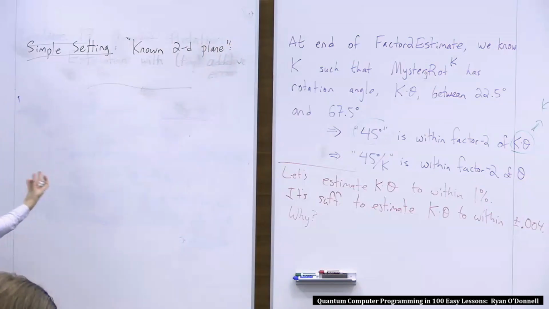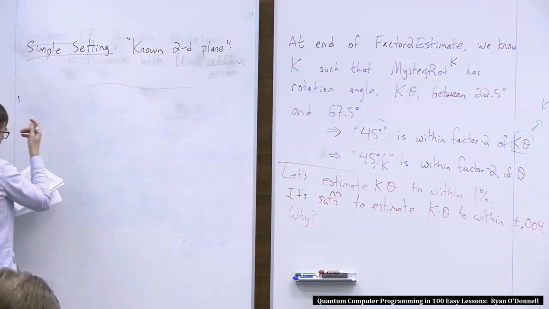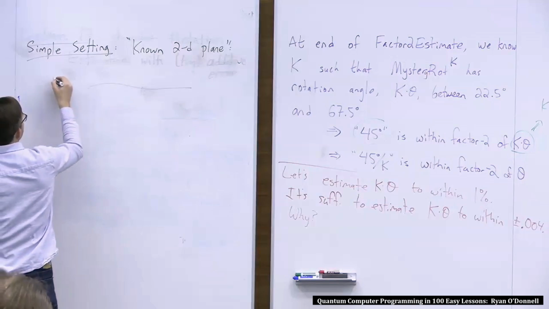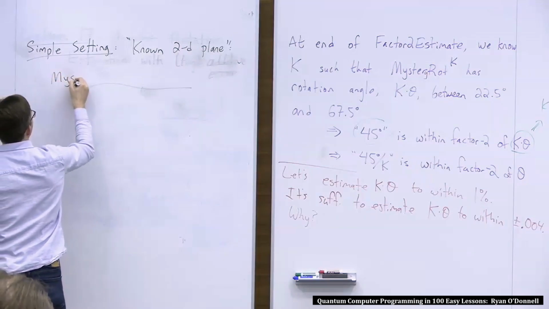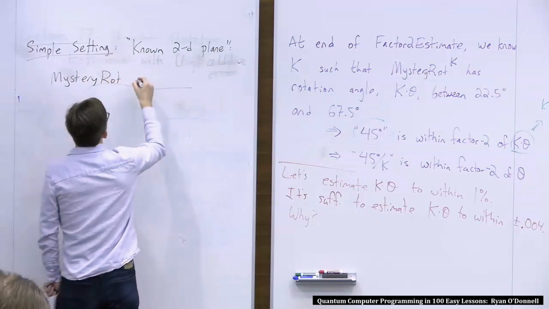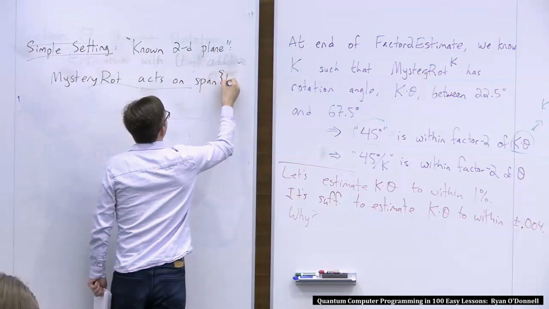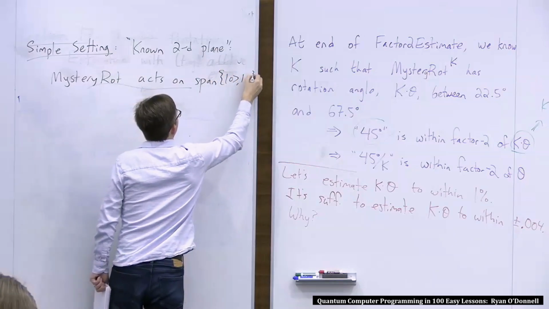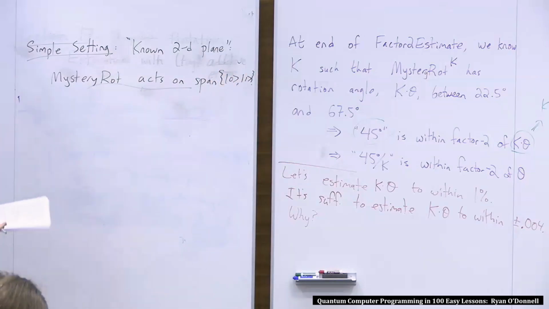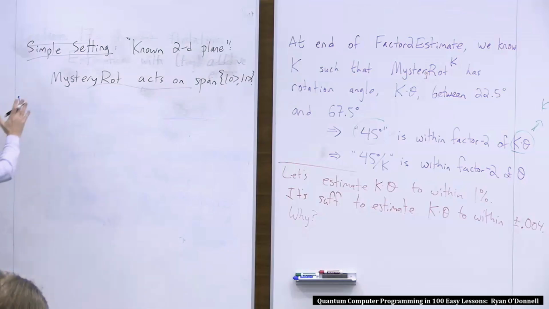And what it means is that the mystery rotation, the subroutine that you're working on, acts on a 2D plane that you exactly know. In fact, it's just the 1-qubit plane of ket 0 and ket 1. So there's absolutely no mystery about where it is. You know how to create ket 0 if you want. You know how to create ket 1 if you want. You could rotate the plane by 30 degrees yourself if you wanted. You know everything about where the action is happening.